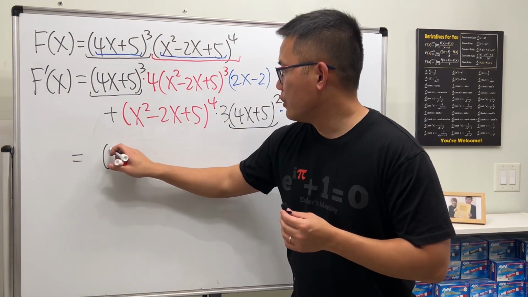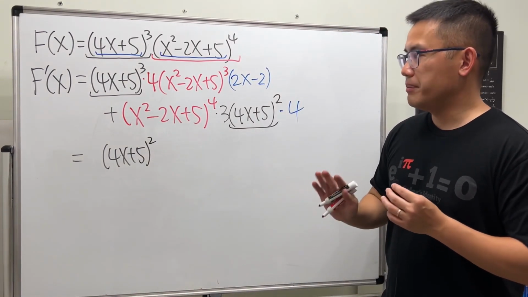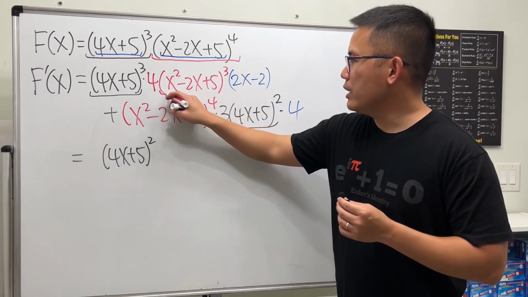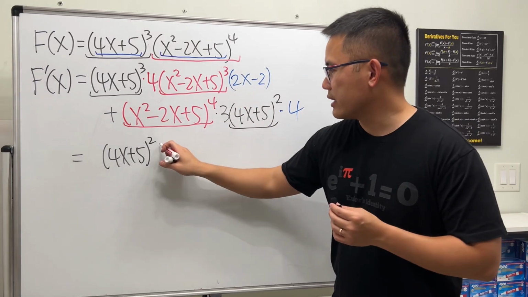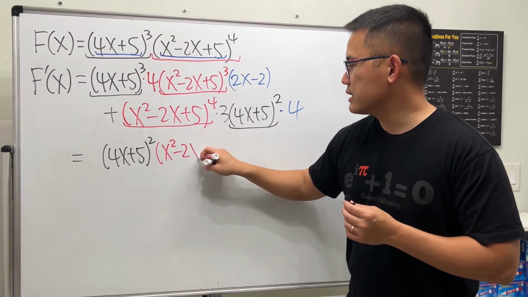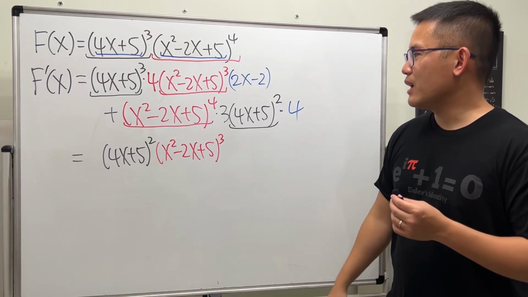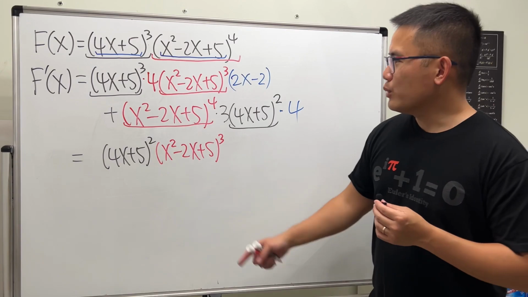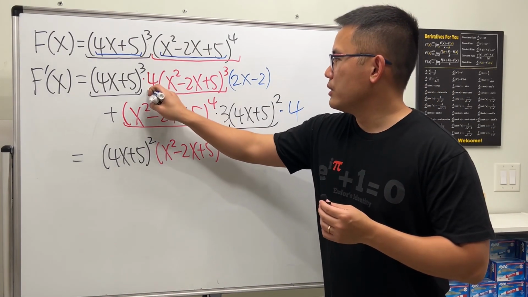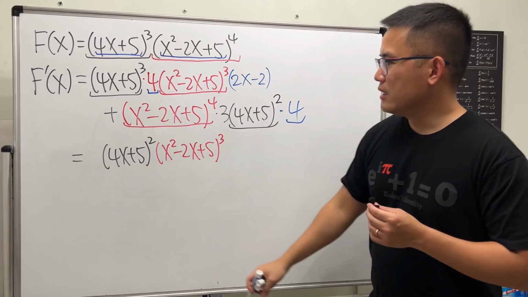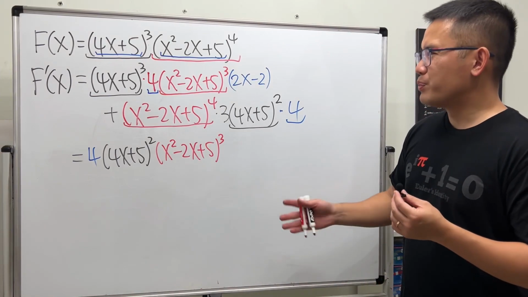We have a 4x plus 5 to the second power. All right? Keep that in mind. For the red part, we can also factor out the third power, right? Smaller exponent. So let's also write that down. x squared minus 2x plus 5 to the third power. What else can we factor out though? Well, we can also factor out the 4, so let's put the number all the way to the front like that. Okay? And that's pretty much it.